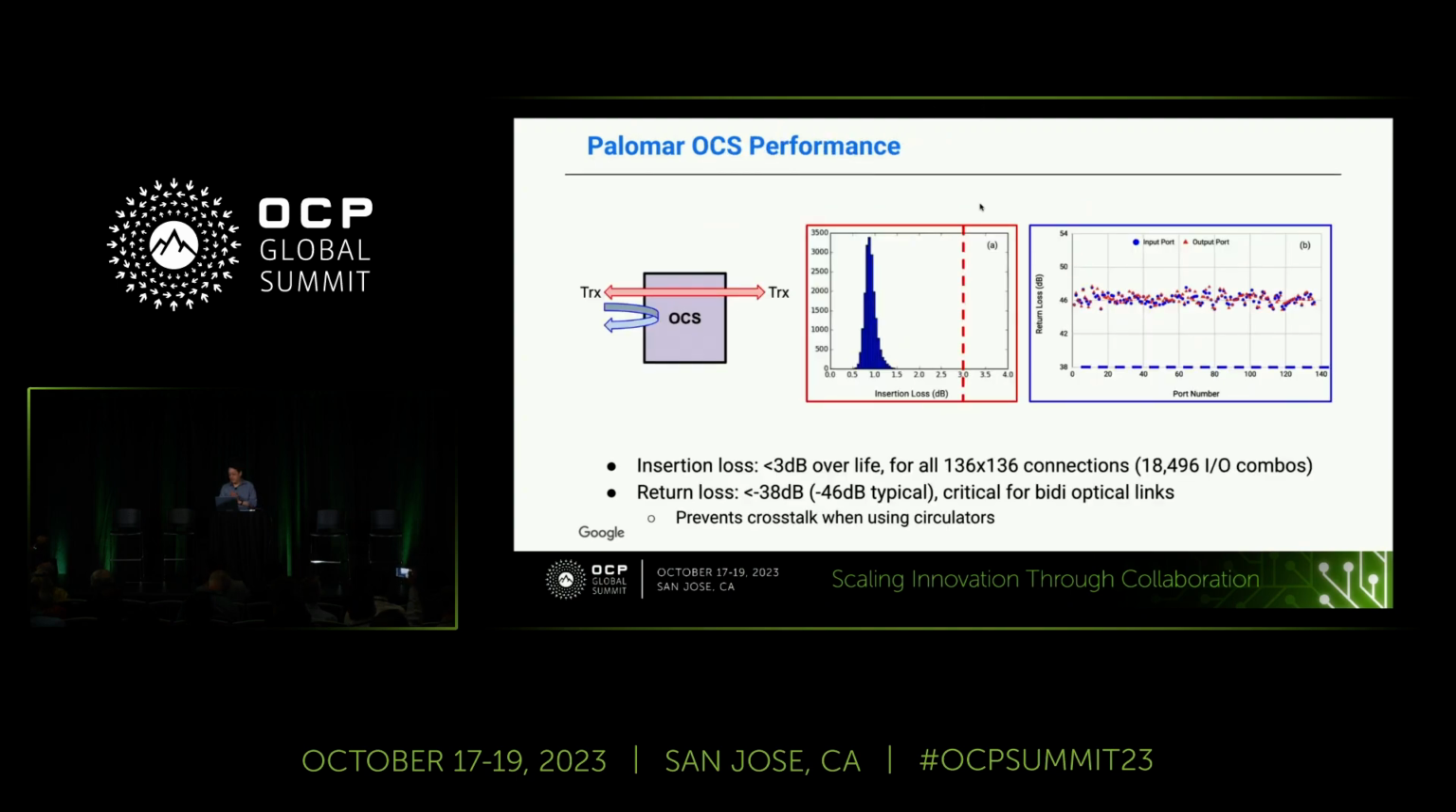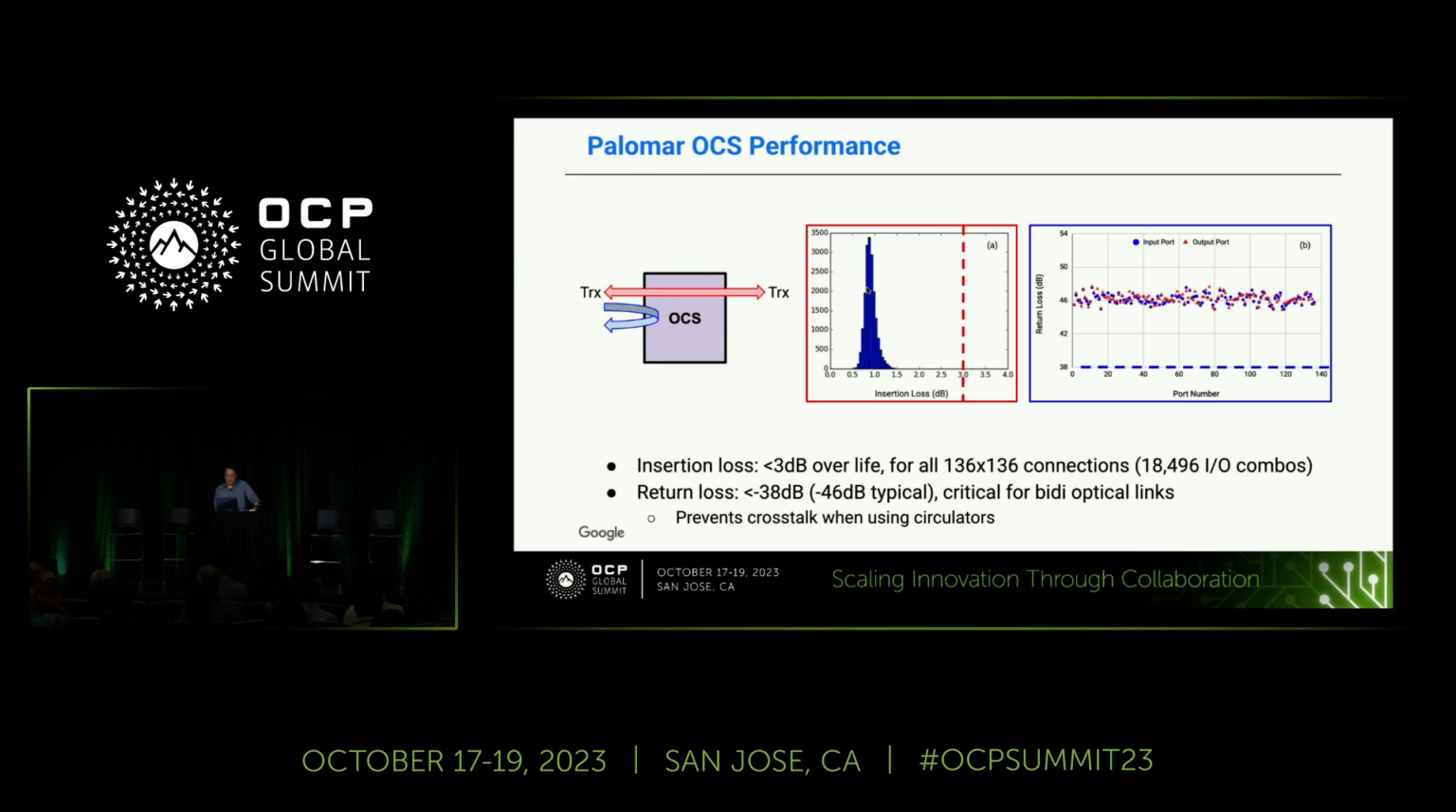So as was mentioned previously, let's talk about two of the very, very important performance parameters for an optical circuit switch. First is insertion loss, second is return loss. So here I have a plot, an example of one of the many Palomar OCSes that we've manufactured. Our lifetime requirement is 3 dB. That includes aging, shock, thermal, etc.